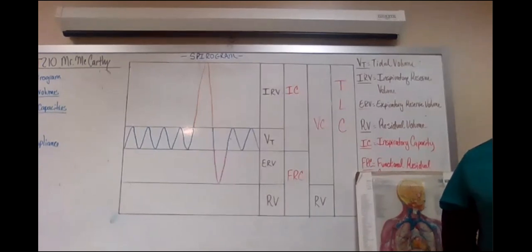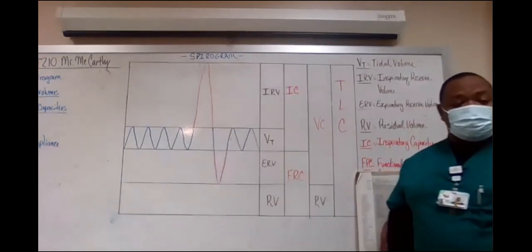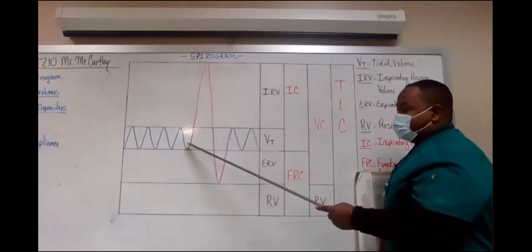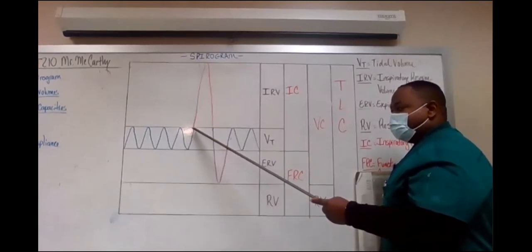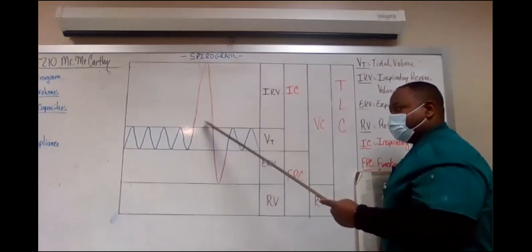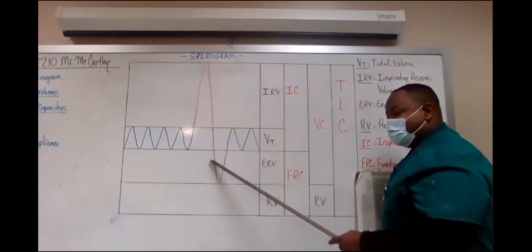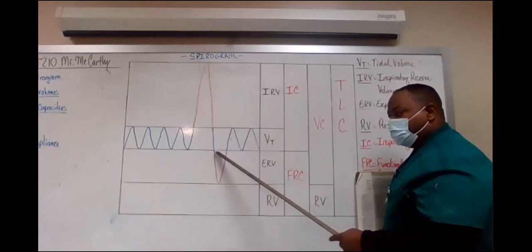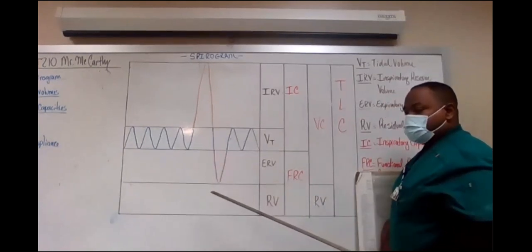That's important. The afters and befores, right? Those are very important because they may make up a different volume if you're talking about the wrong thing. This is in, these are out, okay? So the amount of gas I can inhale after a normal inhalation is my IRV, right? Then the maximum amount of air I can exhale after a normal exhalation is my ERV, okay?